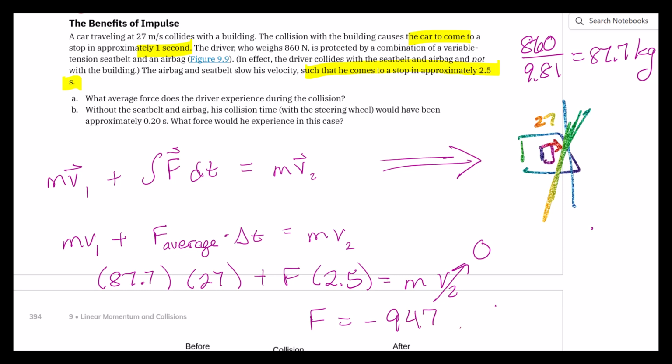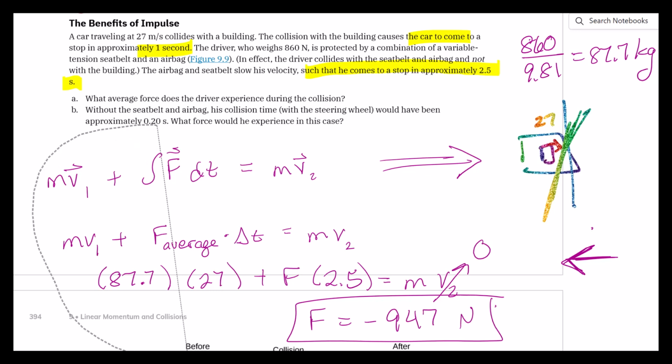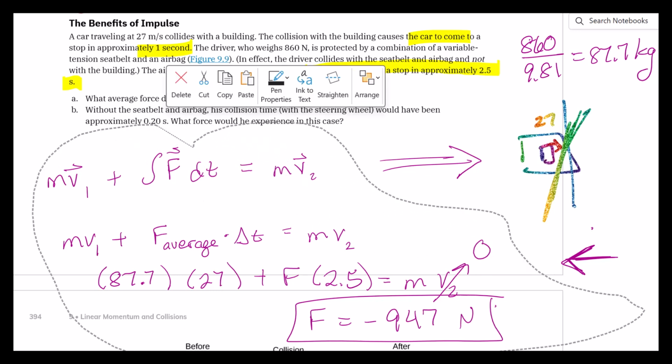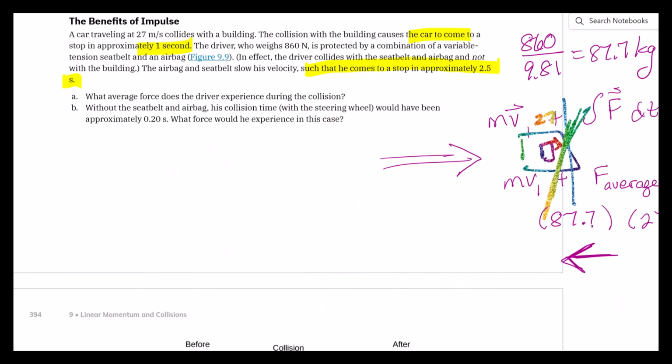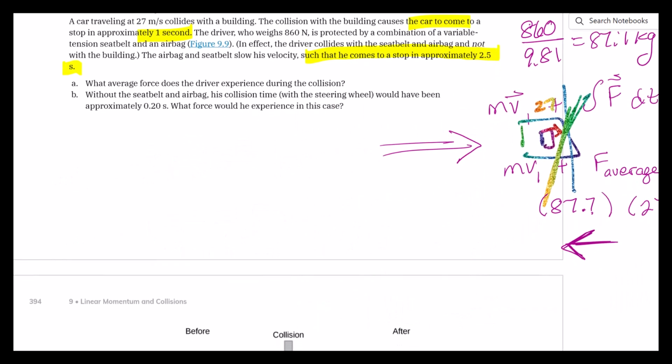So there's a negative force, you know, not that it's negative, but the force is pushing in on him on the left, in the left direction for the driver. Does that make sense? Okay, now it says without the seatbelt, his collision time would have been approximately 0.2 seconds. So let's talk about why seatbelts are important. Okay, so we're going to basically do the same formula. We're just going to change the time, and I think kind of the point of this is to remind you that, you know, seatbelts matter.